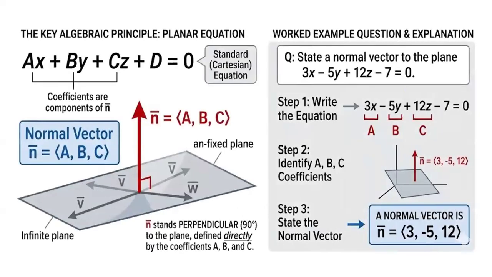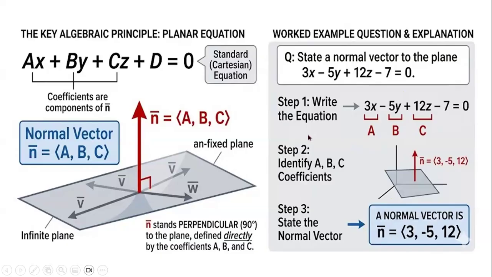All right, so looking at the equation here, the standard Cartesian equation, we have to use this to find the normal vector. Looking at the diagram again, we have n equal to vector (a, b, c). It's a fixed plane. You have your red line here, which is perpendicular to the plane. It's an infinite plane.